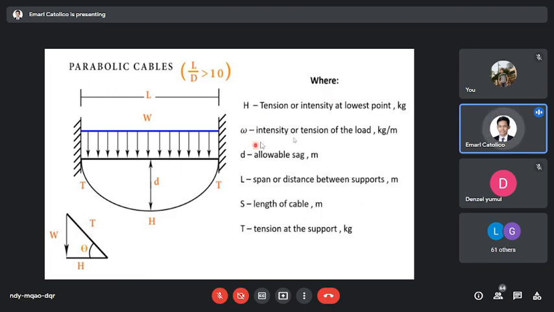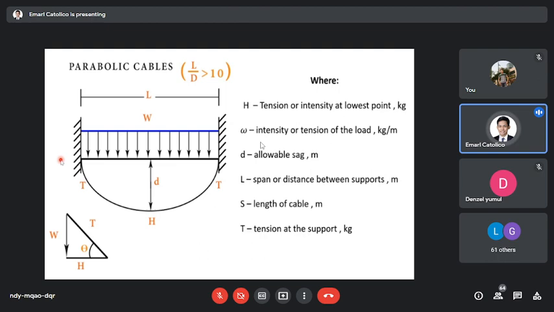Okay? So again, H is the tension at the lowest point. Omega is the intensity. Itong omega na to, ito yung dahilan kung bakit nagsasag yung cable, no? Due to the force applied doon sa kable. Kalaunan, nagsasag, then nagpo-form siya ng parabolic profile. Then D is the allowable sag, L is the span or distance between two supports, S is the length of the cable, and T is the tension at the support. Okay, so yeah, okay na siguro yan.